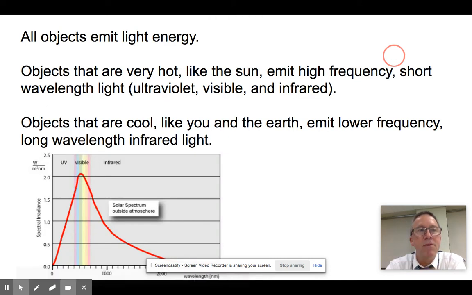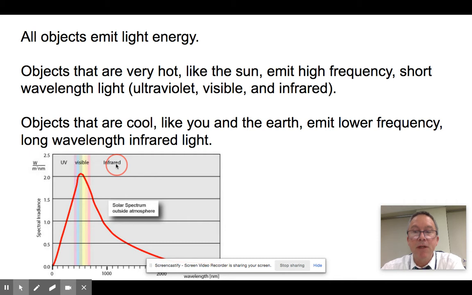Well, the first thing we have to know in order to understand this is that every object in the universe emits electromagnetic radiation, what we could call light. Now, some light is visible to our eyes. We call this visible light, but there's plenty of forms of light that our eyes are blind to, like, for instance, ultraviolet light or X rays or infrared.